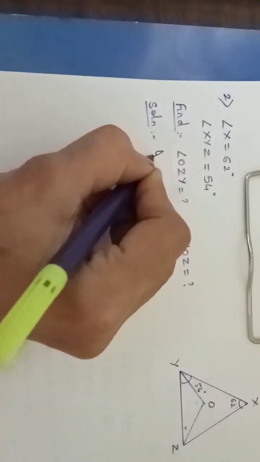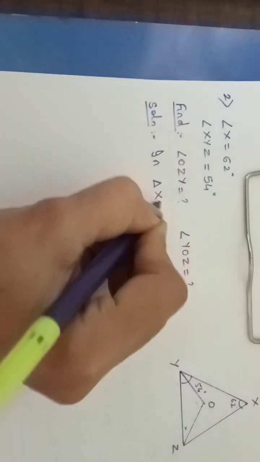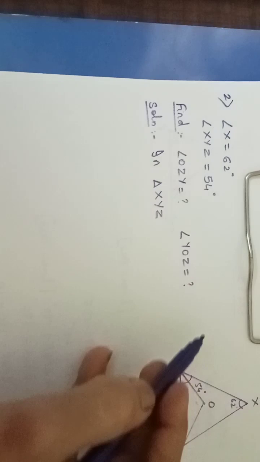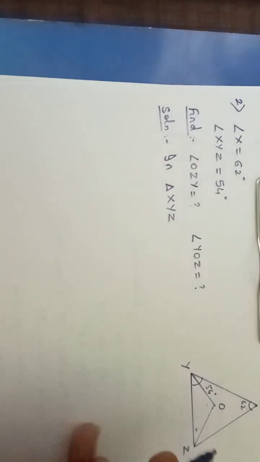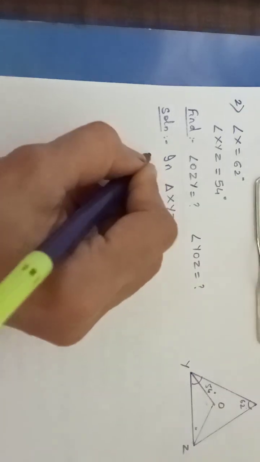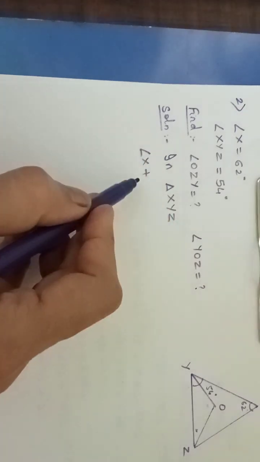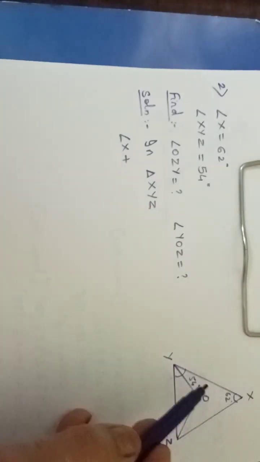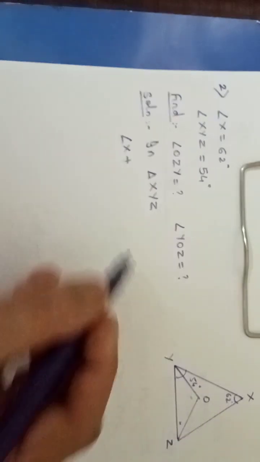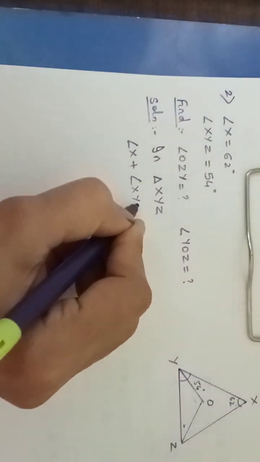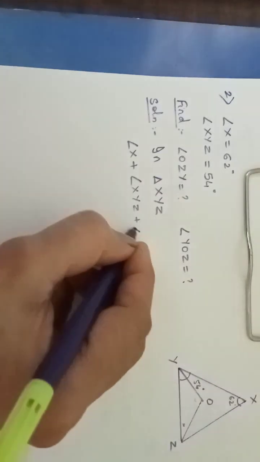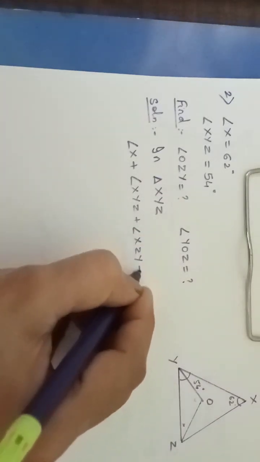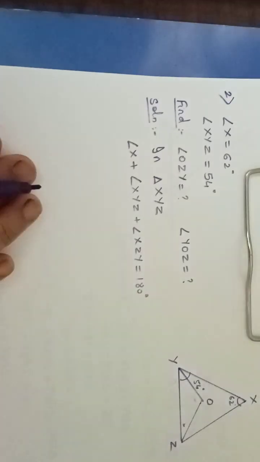So in triangle XYZ, the bigger triangle, the sum of all the angles, you know, is 180 degrees. So we'll write the names of the angles: angle X plus angle XYZ plus angle XZY, and this is equal to 180 degrees.